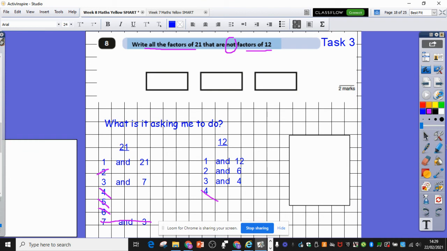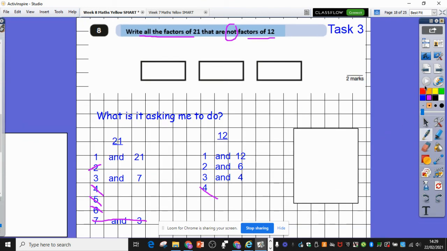So look, let me get my pen out. Let's do this in a different color. Let's do it in red. I've got 1, and 1. I've got a 2, I've got a 3. And that's a 3. Does 7 appear? Does 21 appear? No.